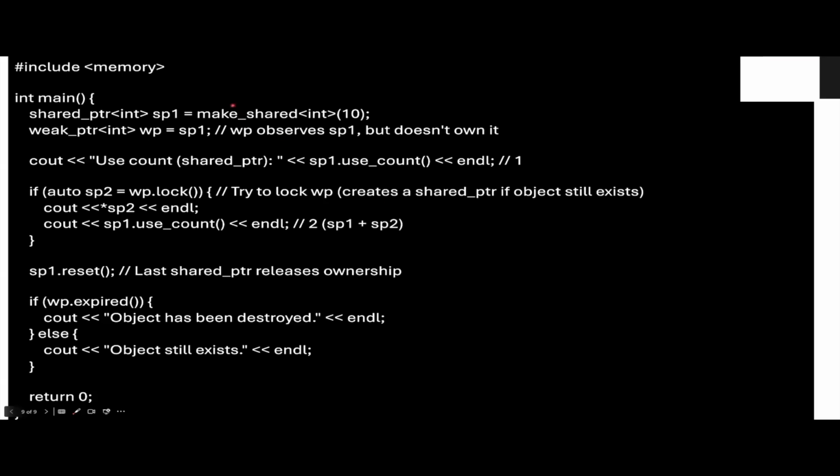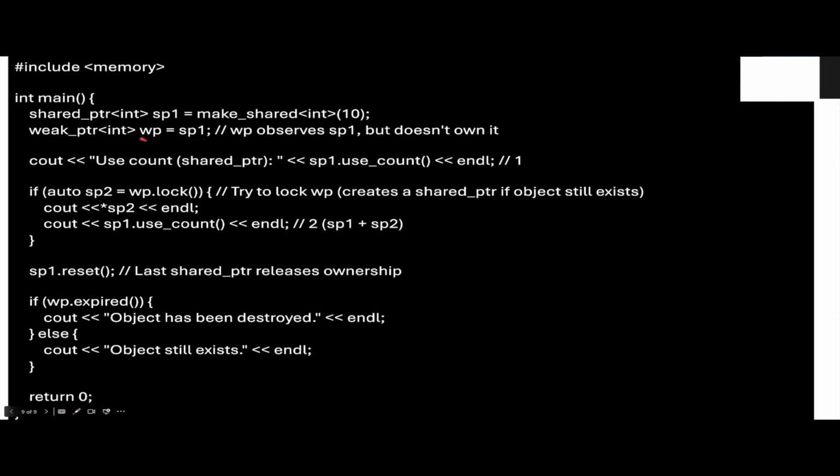So this is the code snippet that will help you understand how to use weak pointers in C++. To use weak pointers, first I have created this shared pointer. Now using the shared pointer, I have created this weak pointer. This is the class for weak pointer, weak_ptr. Now this sp1 is pointing to this resource.